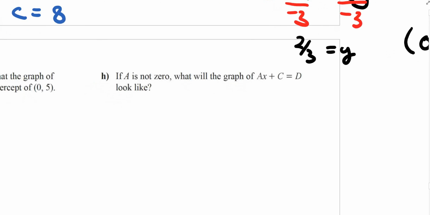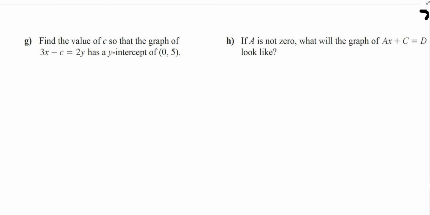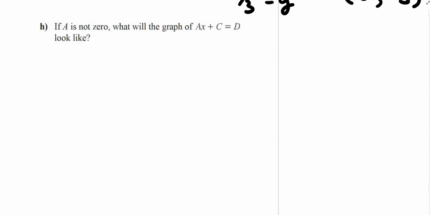Okay, let's move on. I'm going to skip G because it's very similar to question AE. Let's do H next. If A is not 0, what will the graph of AX plus C equals D look like? Well, since X is my only variable there, and A, C, and D are just numbers, let's go ahead and isolate for the X term.